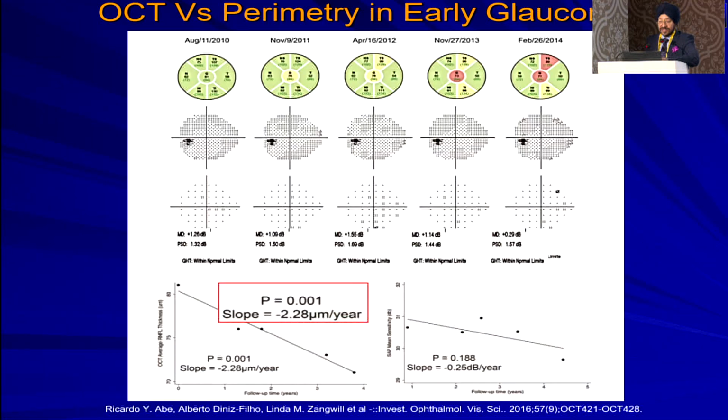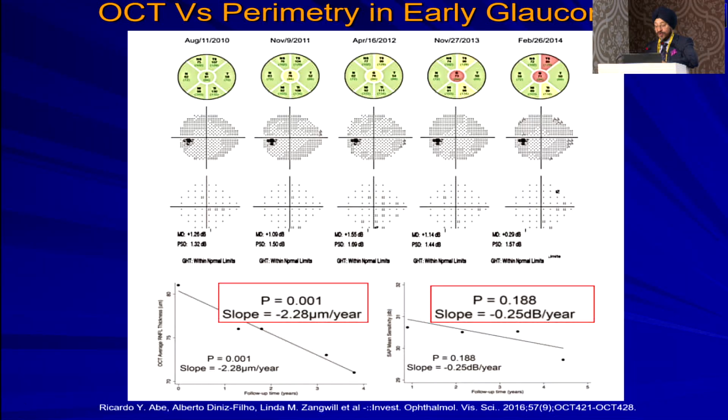And now the last is, we should know OCT versus perimetry in early glaucoma. If you see the OCT here, you can see there is a little change over 4 years' time. You can see something has come up here. If you see the OCT slope here, the loss is minus 2.28 microns per year. That means you can pick up the changes in early glaucoma. Whereas if you look at the fields, there is hardly any change in the visual field in early glaucoma. And the slope is like this. The loss is 0.25 decibel per year. So in early glaucoma, OCT is a better modality.